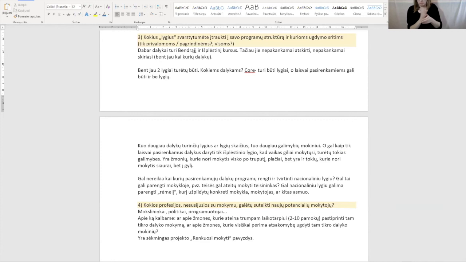For every core subject, we are thinking that there should be no less than 2 levels.